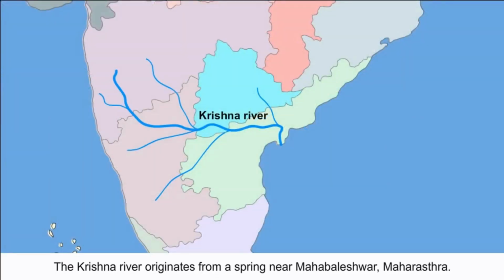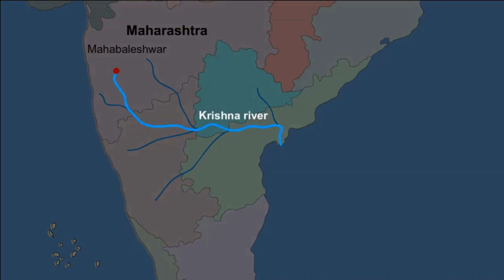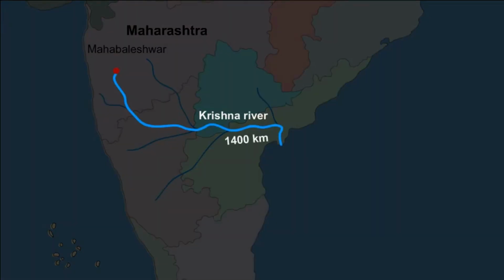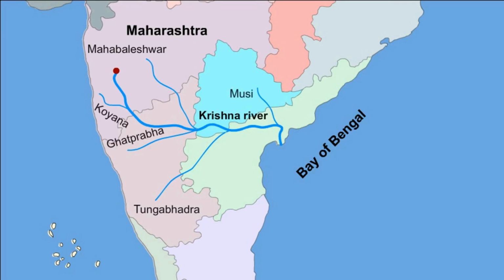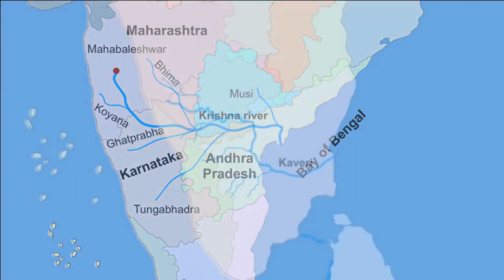Krishna Basin. The Krishna River originates from a spring near Mahabaleshwar in Maharashtra. It is 1,400 kilometers long and flows into the Bay of Bengal. Its major tributaries include the Tungabhadra, the Koyna, the Ghataprabha, the Musi and the Bhima. Its drainage basin is spread in Maharashtra, Karnataka and Andhra Pradesh.